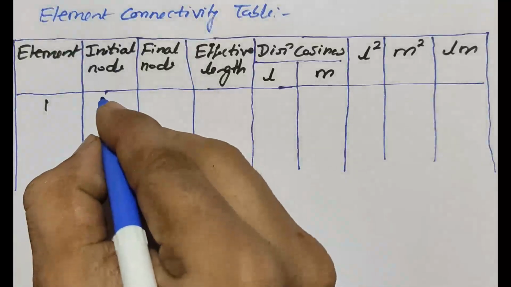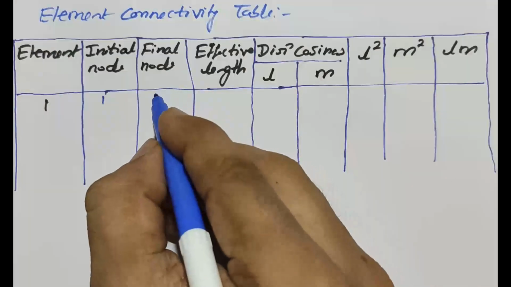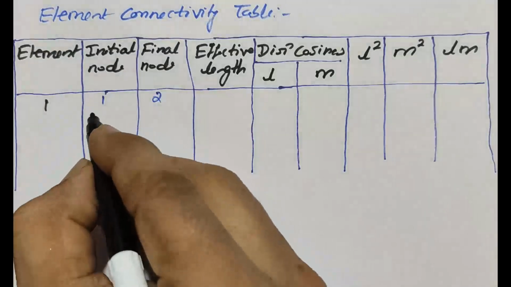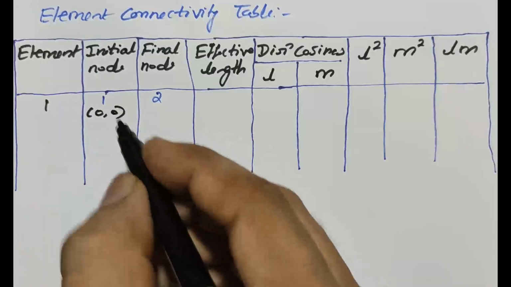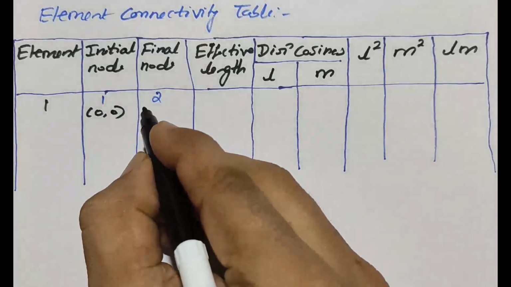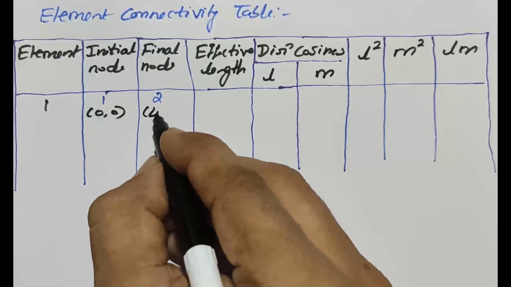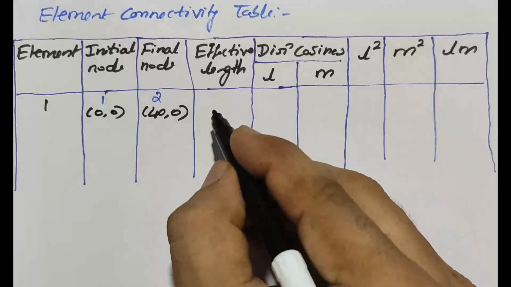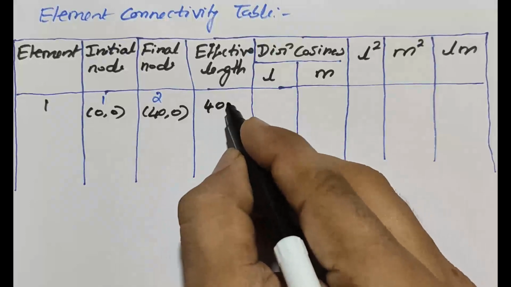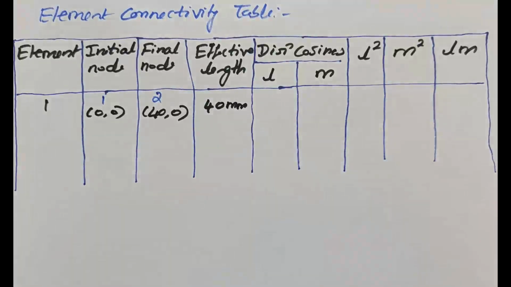So initial node is 1 for the first element, final node is 2. Coordinate for the initial node is 0, 0. For the second node, the coordinate is 40, 0. The effective length of the element is 40 mm. It is given in the figure.